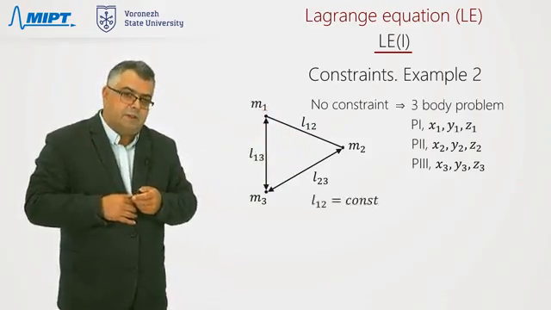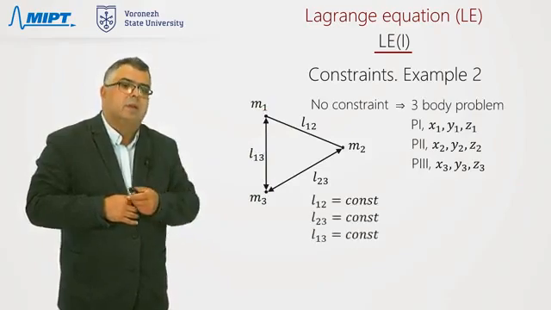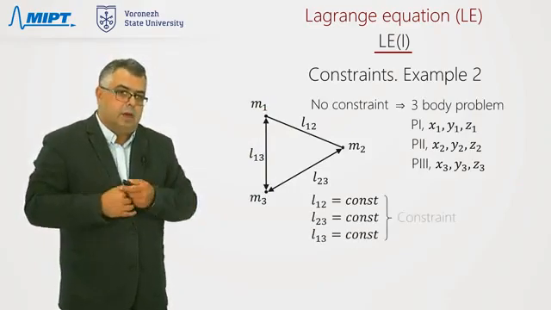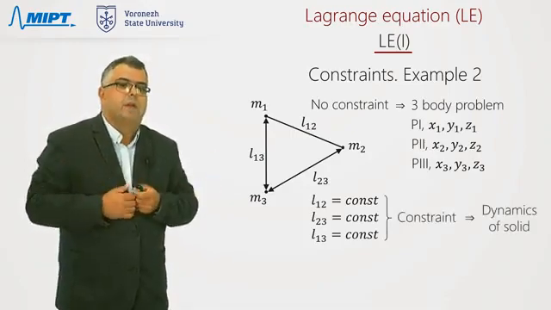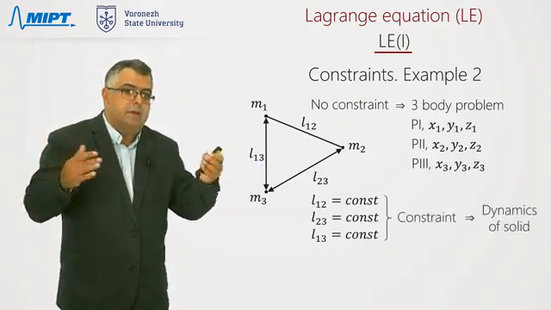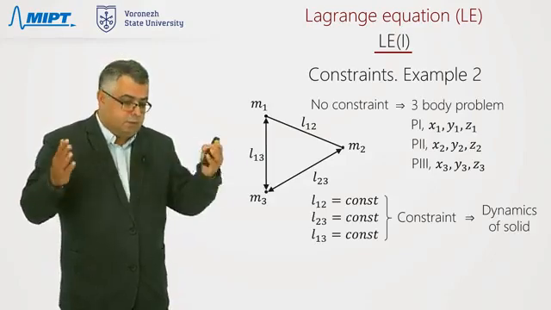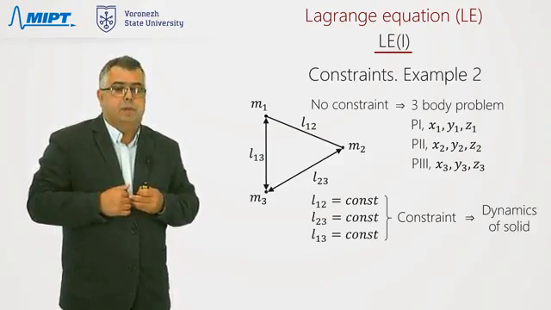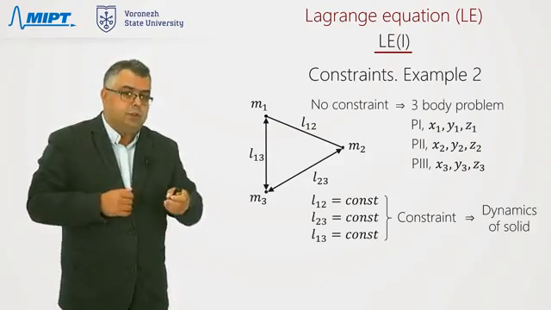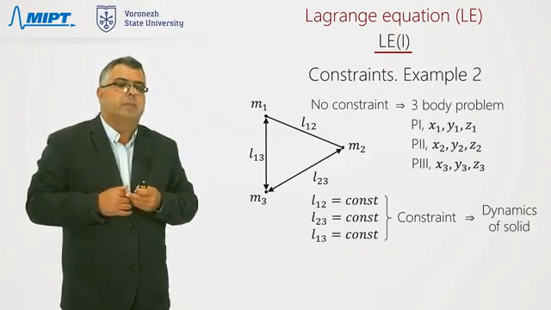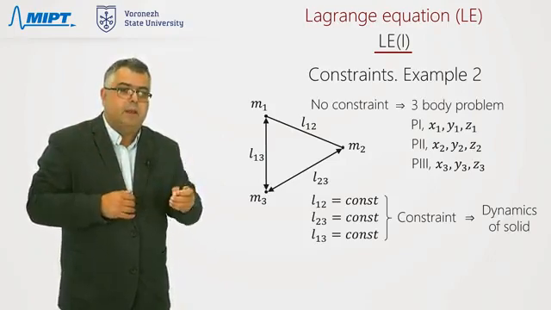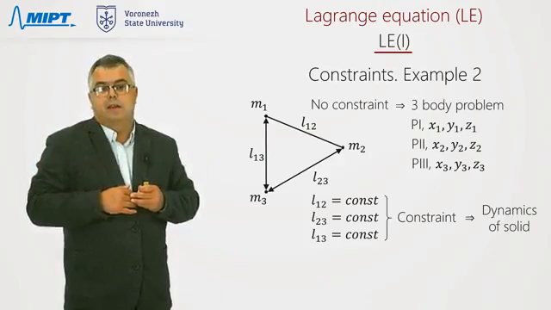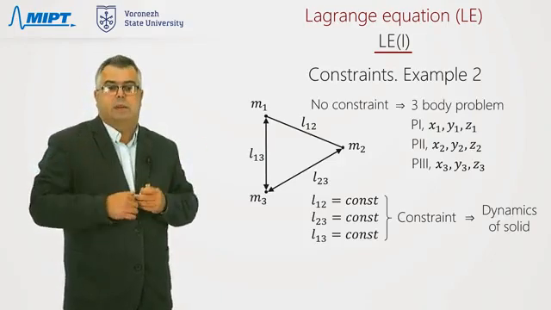So let's fix that distance. We fix all three distances here. So now we have a constraint. If we consider the dynamics of that system, it will be described by the dynamics of a solid. Why? In general, we have nine parameters or nine coordinates here, and we have three conditions. So there are only six independent variables which describe the dynamics of the solid.